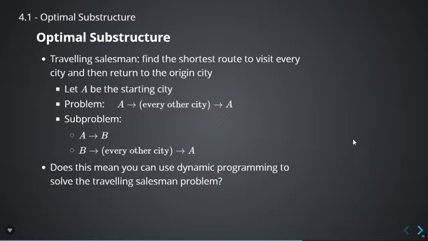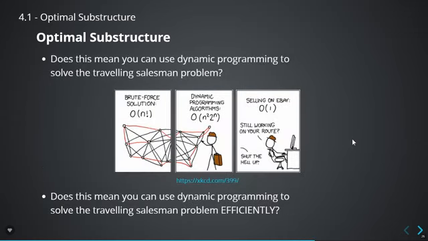So does it mean that you can use dynamic programming to solve traveling salesman? Yeah, it is. But the question is, can you use dynamic programming to solve it efficiently? Because traveling salesman is n factorial. If you use dynamic programming, you go down to n squared times 2 to the n, which is still exponential. So there's an XKCD comic there. And I think one of the learning outcomes from this unit is to increase your understanding of XKCD comics. So, yep, that's there.